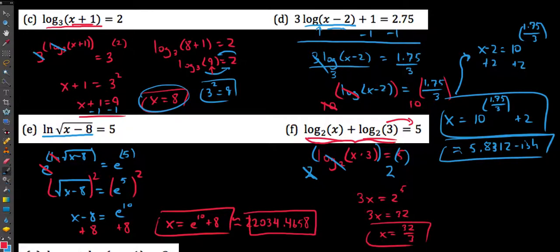And again, I can check this, but what I'm really checking for instantly is, if I put 32 thirds back in here for x, am I taking the log of a negative number? And I wouldn't be, because 32 thirds is positive.